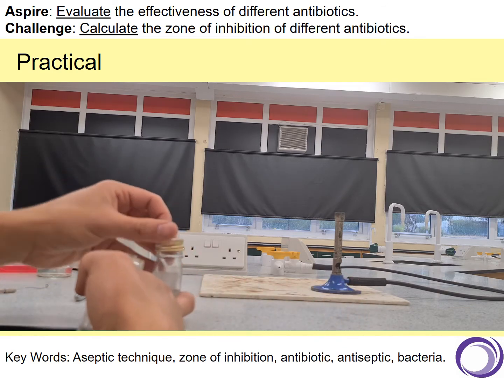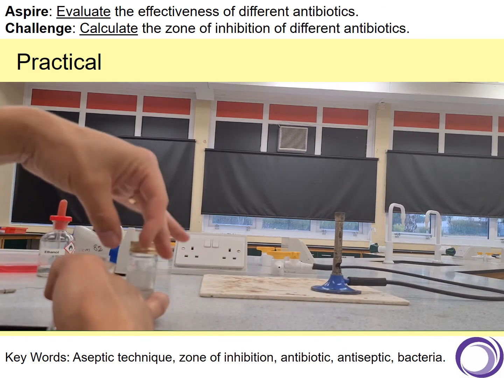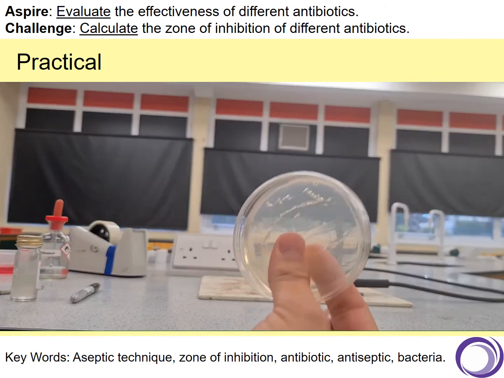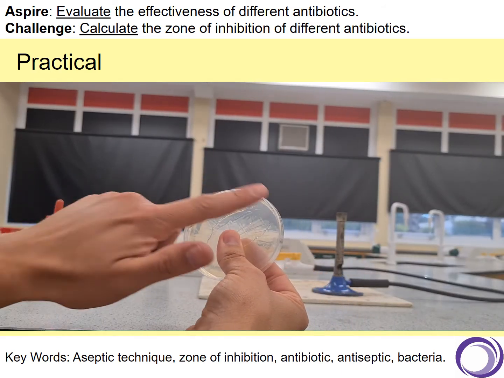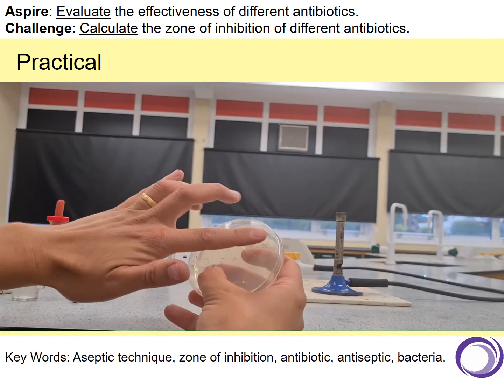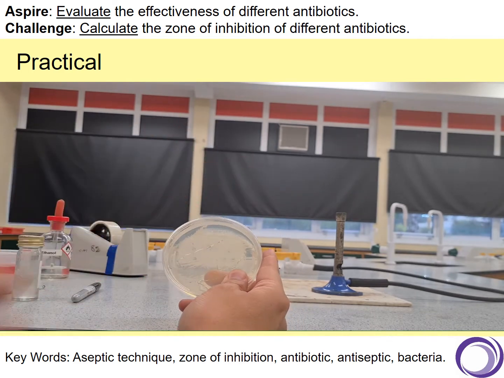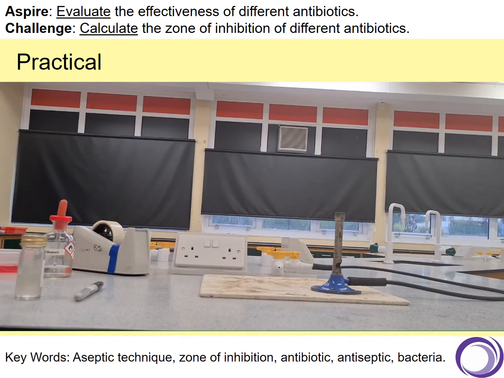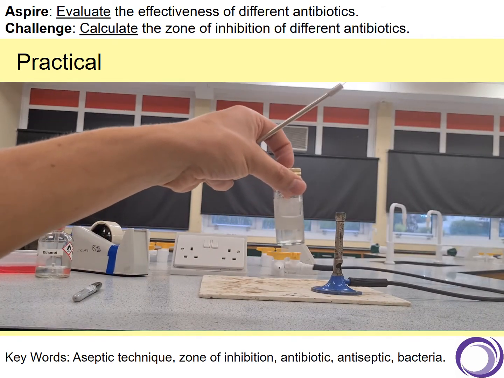Make sure this lid goes on, because you don't want E. coli going everywhere. So my lid's been kept quite close. I've stopped contamination. I've spread the bacteria this way, and then I've turned it and spread it this way, and I've spread it this way. And I've made sure, to the best of my ability, I've only grown the E. coli which is in here.